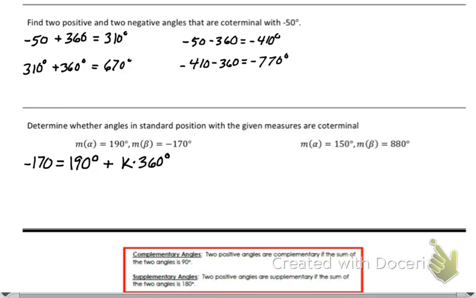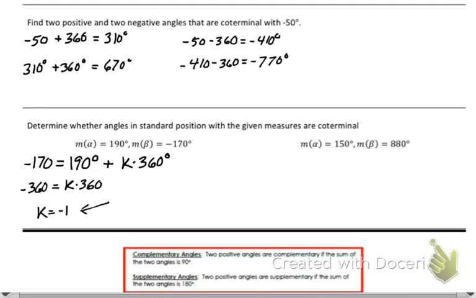So if we go ahead and solve for this, we're going to subtract 190 from both sides. So we have negative 360 equals k times 360. Divide both sides by 360 and you come up with k equals negative 1. Since it's a whole number, we got negative 1, it means they are coterminal.